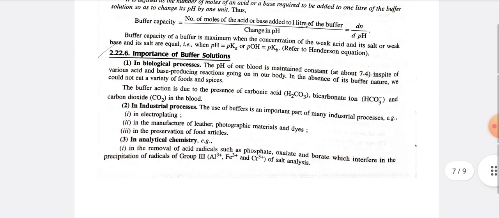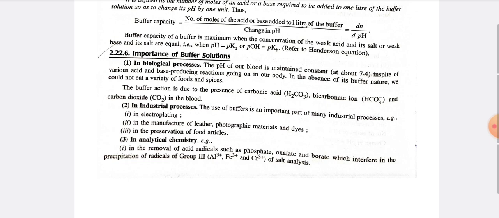Importance of buffer solution in biological process. The pH of our blood is maintained constant at about 7.4 in spite of various acid and base producing reactions going on in our body. In the absence of its buffer nature, we could not eat a variety of foods and spices. The buffer action is due to the presence of carbonic acid, bicarbonate ion and carbon dioxide in the blood.